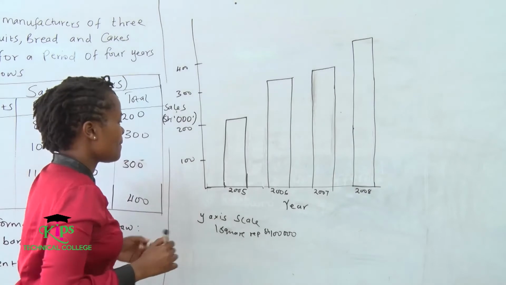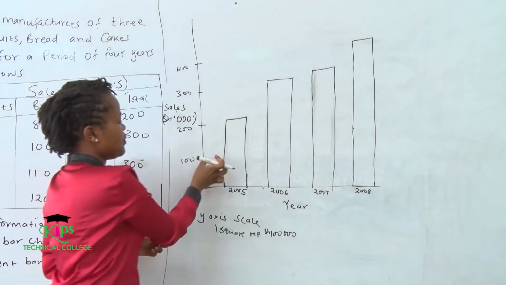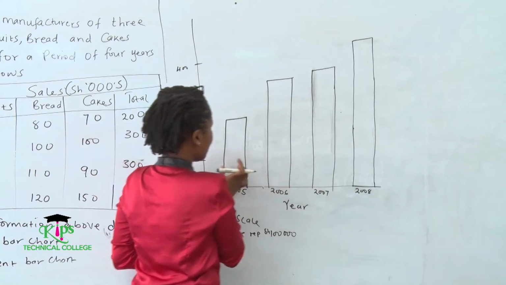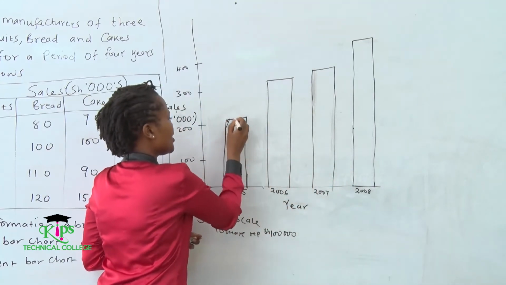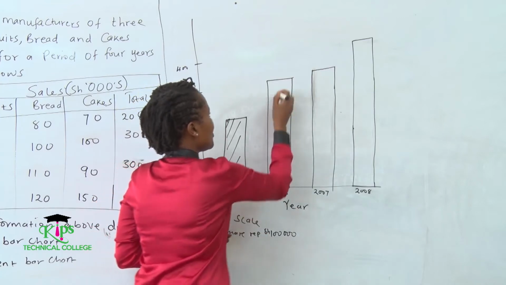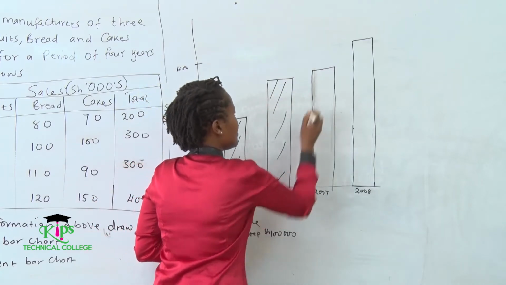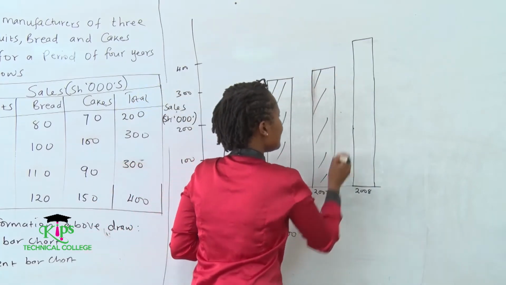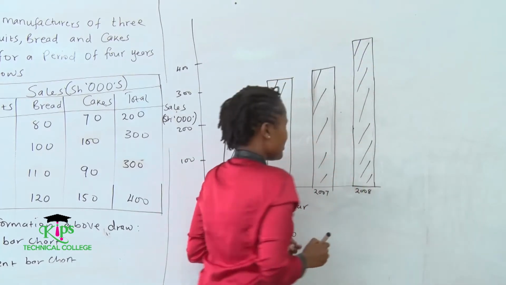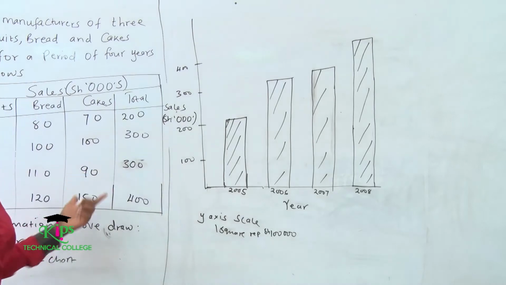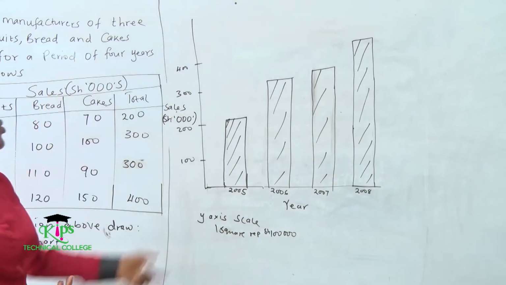So that is my bar chart. The spaces that you're leaving in between your bars are supposed to be equal. And then now you can shade your bars. The next thing, your bar chart should have a title. You should label your axes, and then also your bar chart should have a title.